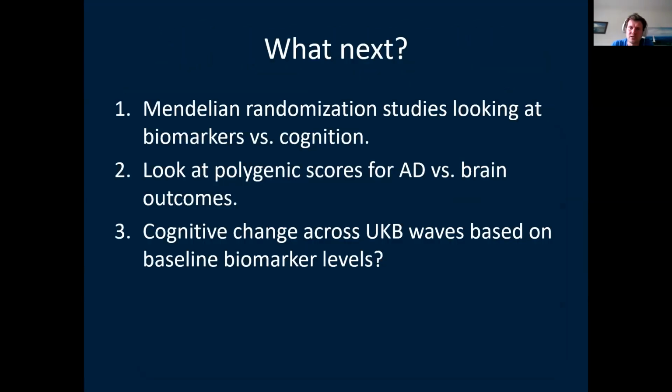So what next? Having found all those results in terms of the biomarkers, the aim is to look at Mendelian randomization studies, looking at some of these biomarkers versus cognitive ability. We plan to look at polygenic scores for Alzheimer's disease and some of the biomarkers with regards to brain outcomes like cognitive ability, brain structure, and Alzheimer's disease. And we haven't really talked about the fact that there are 20,000 people with repeated cognitive data in UK Biobank. We just haven't tended to work on that data very much, but we probably will.